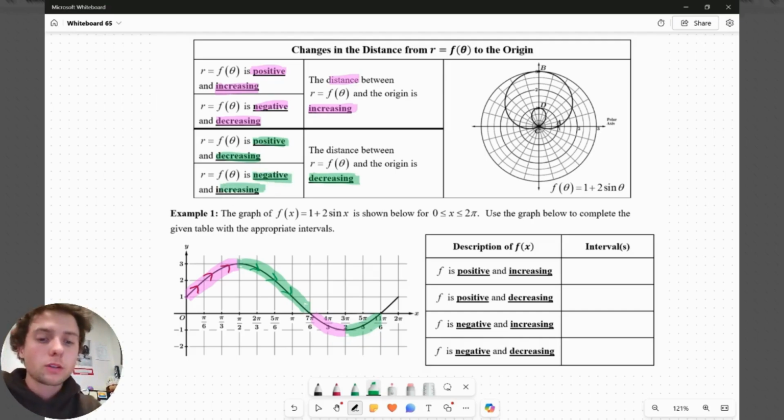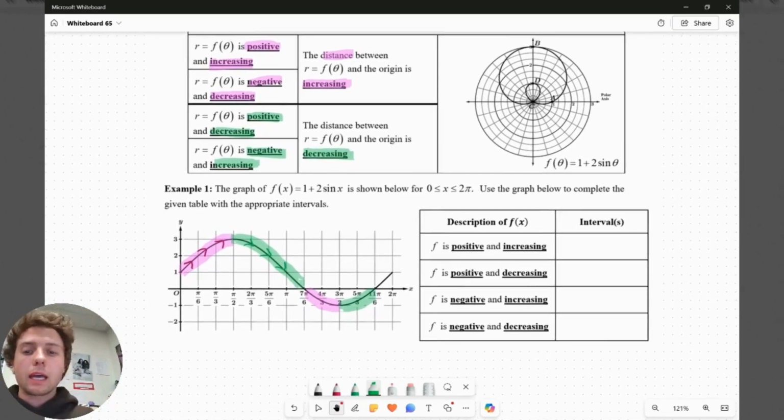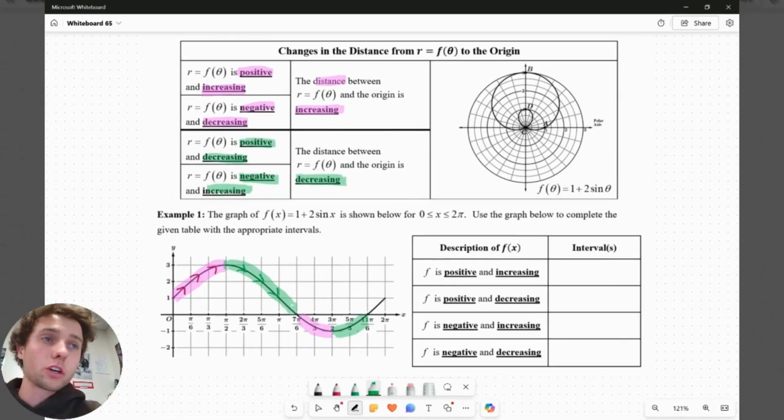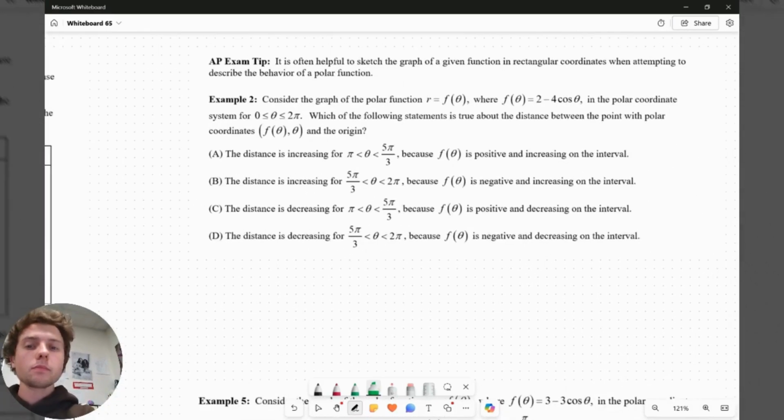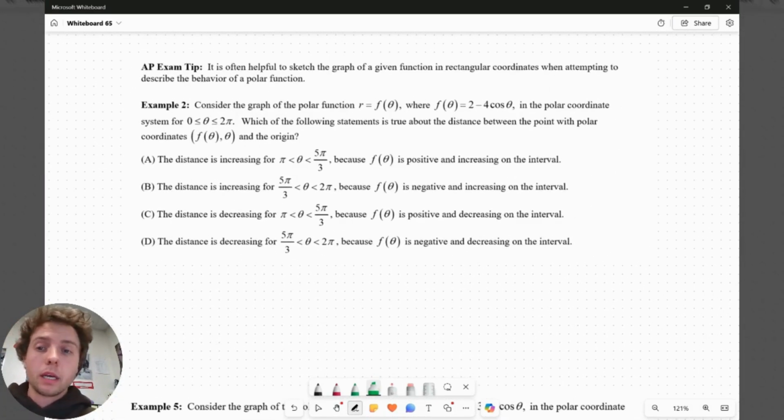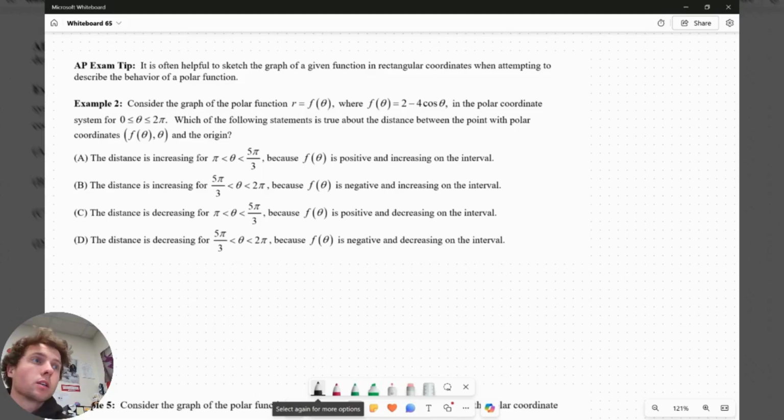Whenever we do this, it is nice to note that you can analyze it not on a polar graph, but instead on the xy coordinate plane, which makes this a lot easier to visualize because we're used to that coordinate plane. Let's look at an example. The AP exam tip is exactly what I stated before: it is often helpful to sketch the graph of a given function in rectangular xy coordinates when attempting to describe the behavior of a polar function. So let's go ahead and utilize that tip.